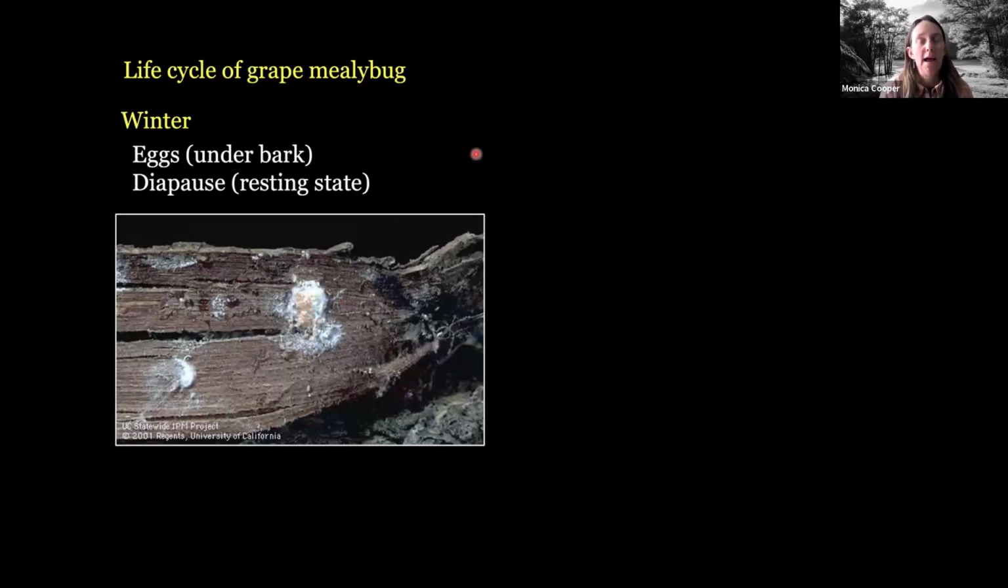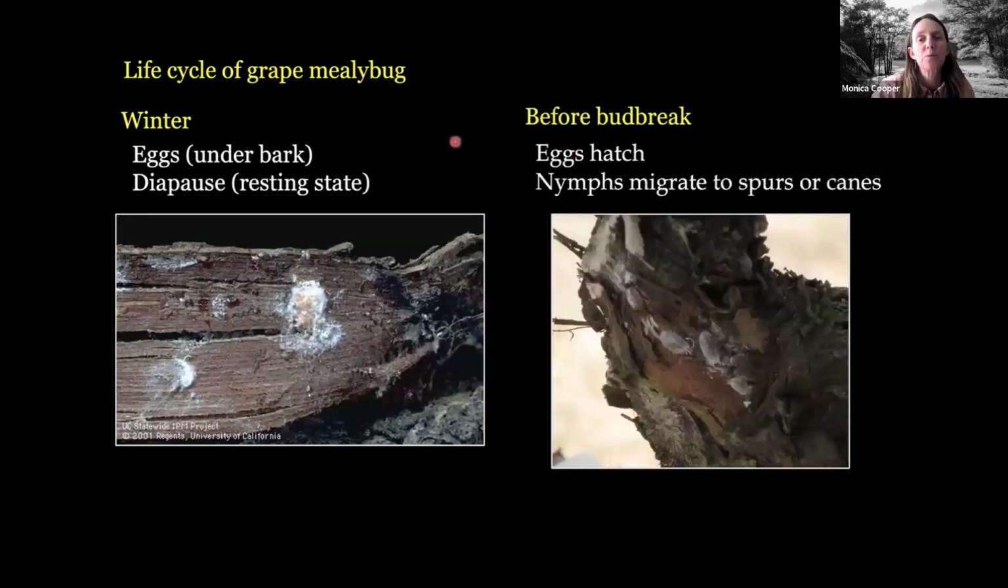So in the fall, as the days are starting to get shorter and the amount of light that we have in the day is shortening, that triggers the insect that winter is coming and it's time to enter its resting or hibernation state. The state that does that for this particular insect is the egg stage. And then as we're getting closer to bud break, those eggs will hatch. So as the vine is, quote unquote, waking up, so are the insects.